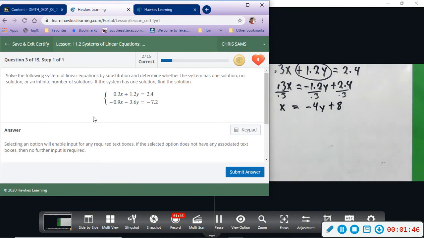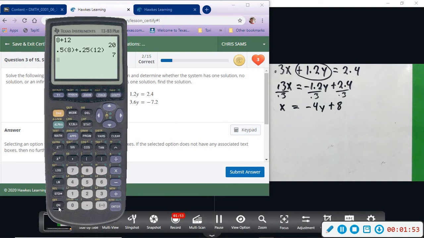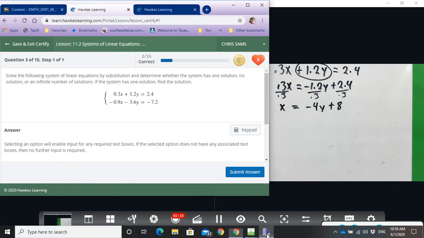Okay, let's double check to make sure this is what I'm ending up with. So I'm just going to do a negative 1.2 divide by 0.3. Okay, we get negative 4. And then if I did 2.4 divide by 0.3, we do in fact get 8. Okay, so we're good to go there.